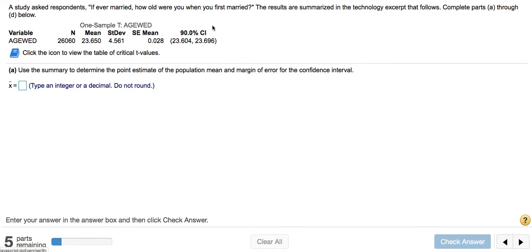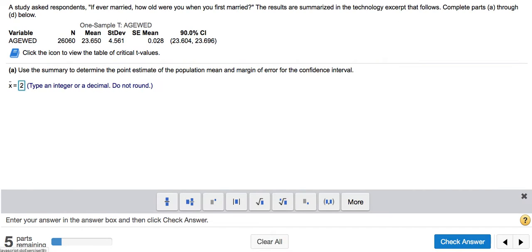For this problem, we're given some data about responding to the question, if ever married, how old were you when first married? And then over here we have a 90% confidence interval. Part A asks for the mean, x bar. Actually, it's stated right here as 23.650. So I'm going to go ahead and enter that in.